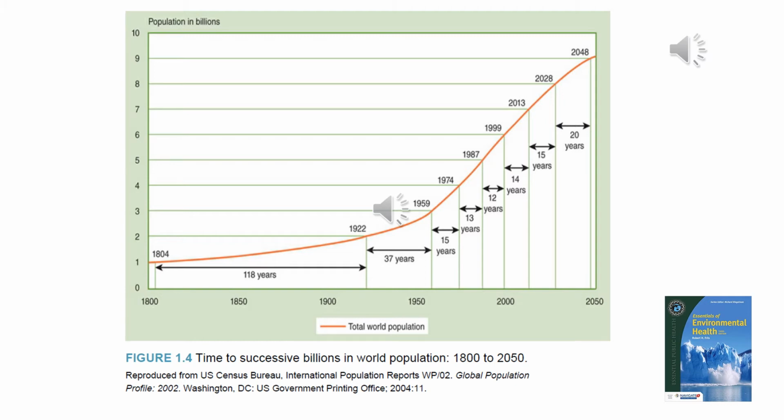This chart shows a disturbing trend. In 1804, we reached 1 billion people for the first time. It took 118 years to add the next billion people. Then it only took 37 years to add the next billion, and then 15, 13, and 12 years.